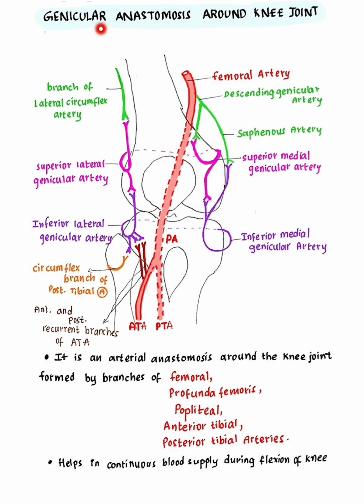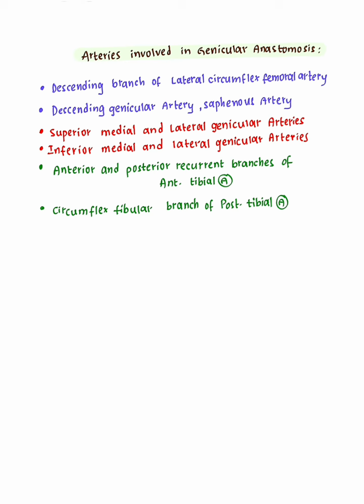Let us now learn about genicular anastomosis around knee joint. It is an arterial anastomosis around the knee joint. It is formed by branches of femoral artery, profunda femoris, popliteal, anterior tibial and posterior tibial arteries. It helps in continuous blood supply during flexion of knee.